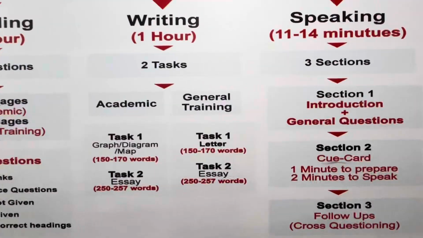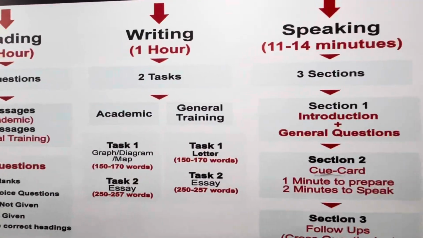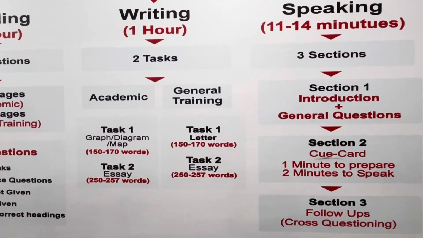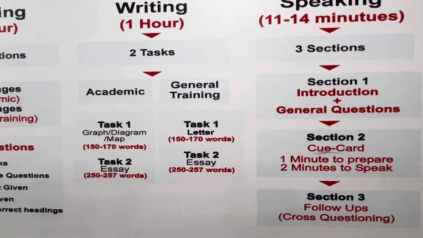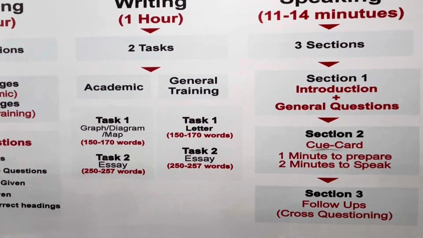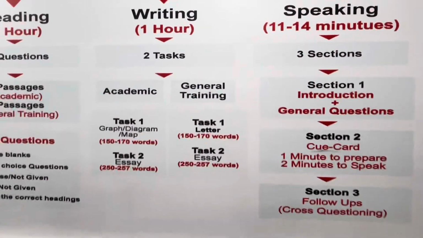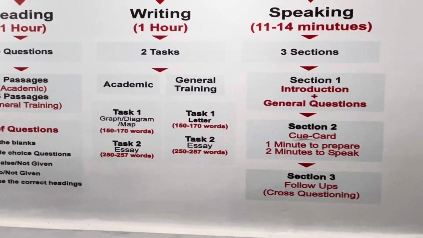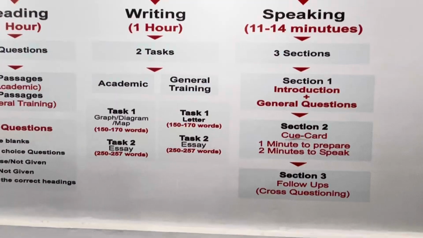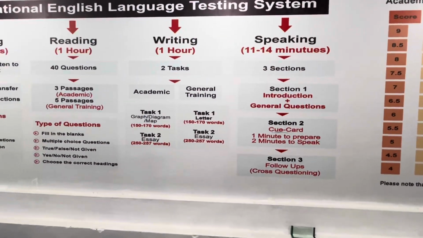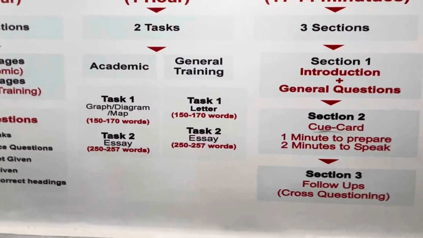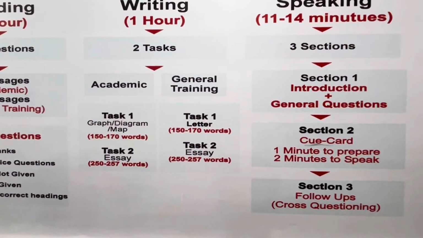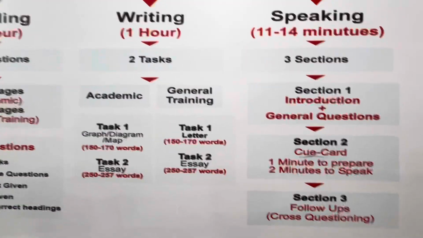This is a very crucial section. You can see the 2 parts: academic and general training. There is a difference in task 1. In academic, you will have a graph or diagram to explain, whereas in general, you'll have a letter to write. Very simple. Academic is tough, whereas task 2 is the same in general or academic. You can see the writing task 2, in which you'll have 1 hour and you'll have to write 400 words: 150 for task 1 and 250 for task 2.